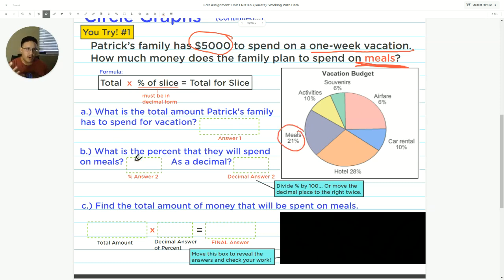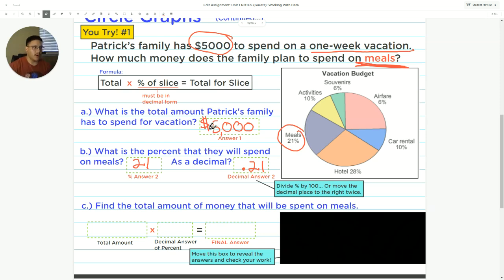I've answered part B. We know that the percent that will be spent on meals is 21%. If we were to change this to a decimal, take 21 divided by 100, and we get 0.21. Now, what is the total amount that Patrick's family has to spend for this vacation? $5,000, which was stated in the word problem.